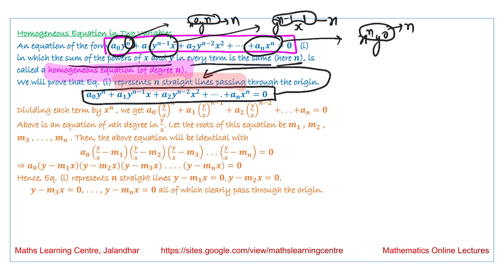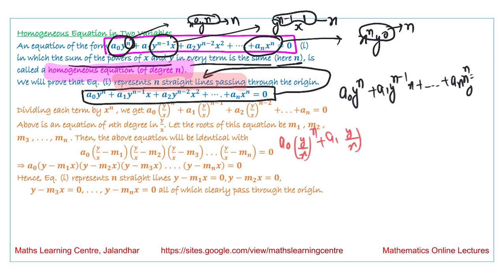So we start with a naught y^n plus a1 y^(n minus 1) x plus so on up to plus a n x raised to the power n is equal to 0. This is the homogeneous equation that we have. Now if we divide this whole by x raised to the power n, we obtain a naught (y by x) raised to the power n plus a1 (y by x) raised to the power n minus 1 plus so on up to plus a n is equal to 0.